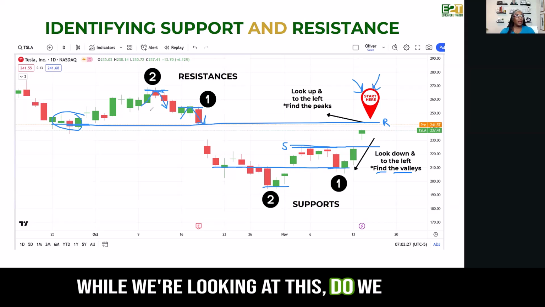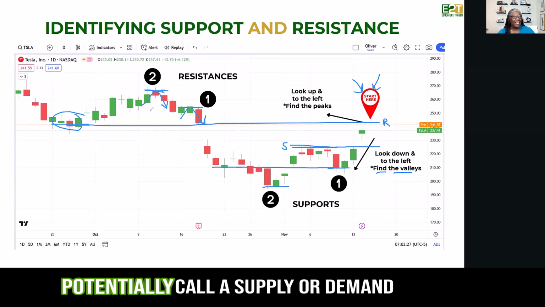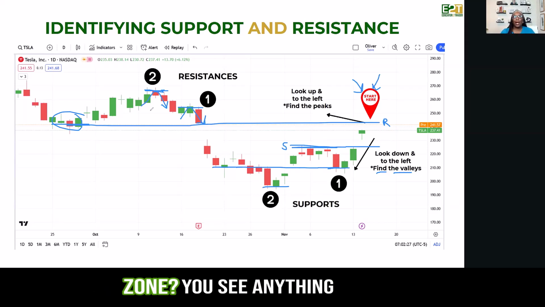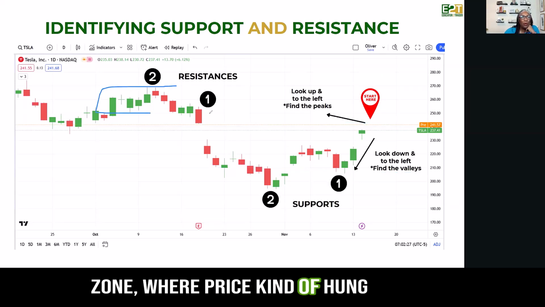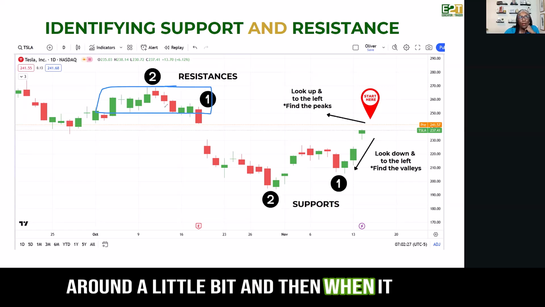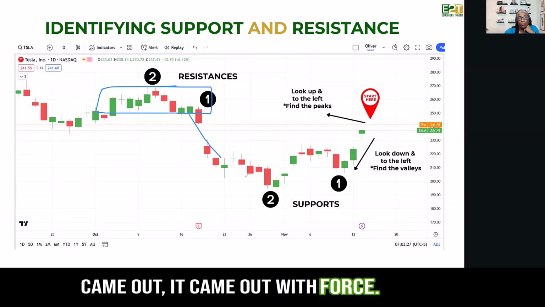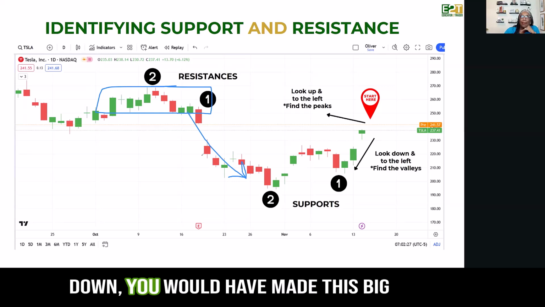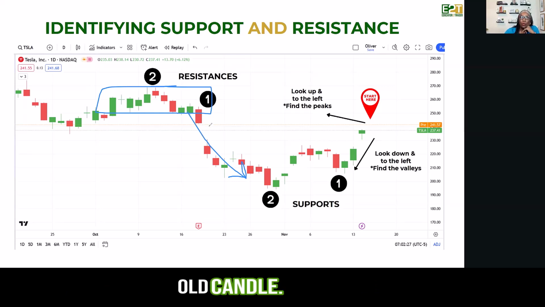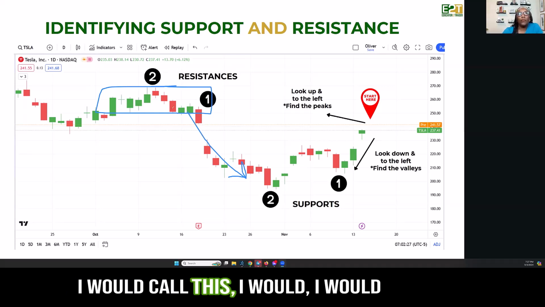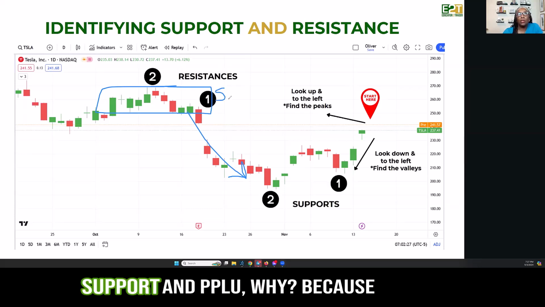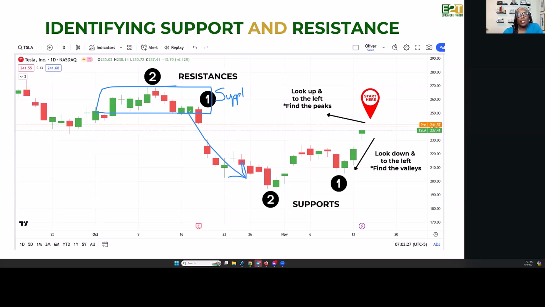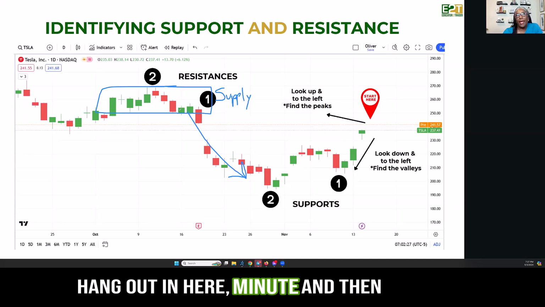While we're looking at this, do we see anything that we could potentially call a supply or demand zone? Up here in this zone where price kind of hung around a little bit, and then when it came out with force, this gap down, you would have made this big old candle. Up here, I would call this a supply zone, supply, not support, S-U-P-P-L-Y, because price hung out in here a minute and then came on.